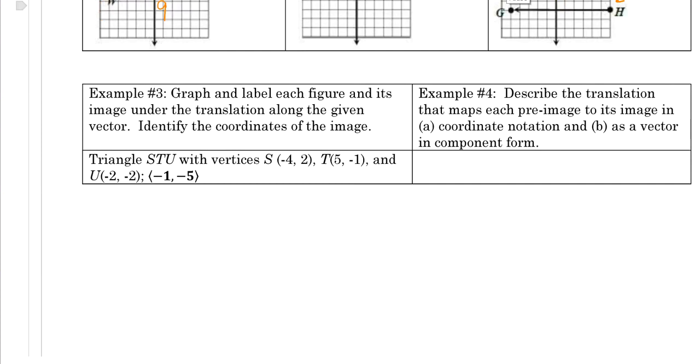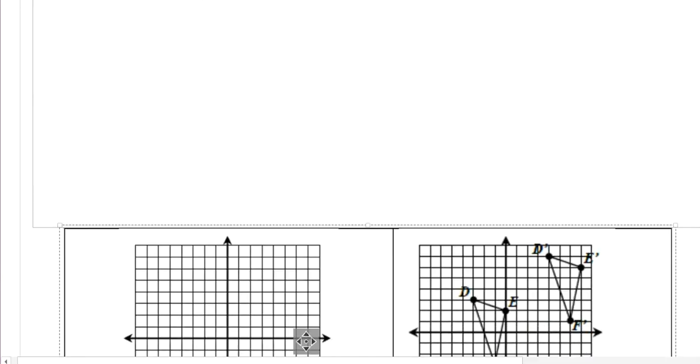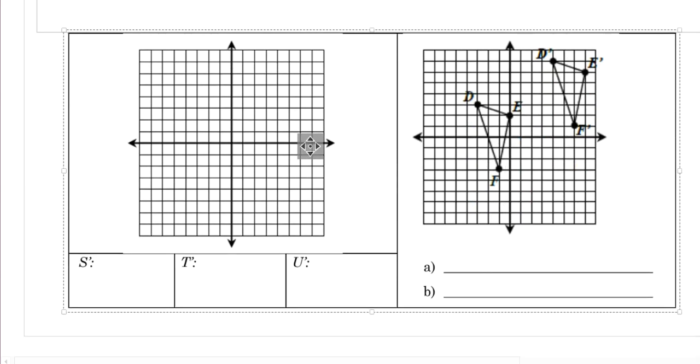So looking at example 3, we are going to graph triangle STU with the vertices given and translate it with the vector -1, -5. I will adjust these for your notes, but go ahead and graph that pre-image and then graph the vector, and then we will come back together and finish the example together. So pause your video now and get the pre-image and vector onto your graph.